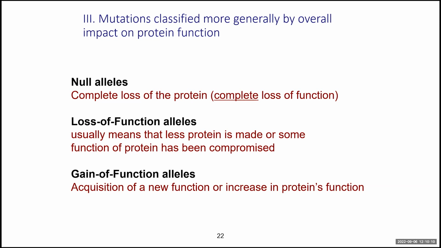Loss of function alleles result in proteins that either cannot do their function or their function is impacted negatively in some way. This might be because part of the protein's shape has changed or because part of the protein that should interact with something is missing. Gain of function alleles are the rarest alleles, and they result in acquisition of a new function or an increase in the protein's ability to do its previous job. So these are much less common. The most common types of mutations are nulls and loss of function alleles, and gain of functions are more rare.